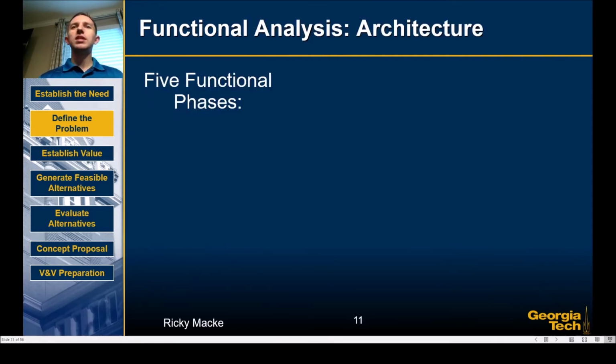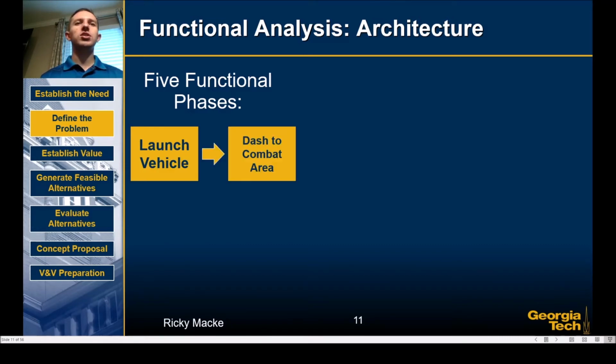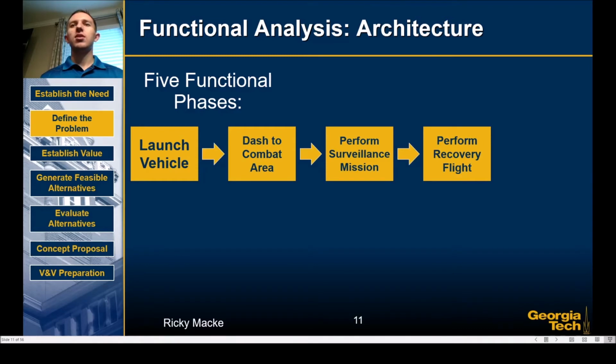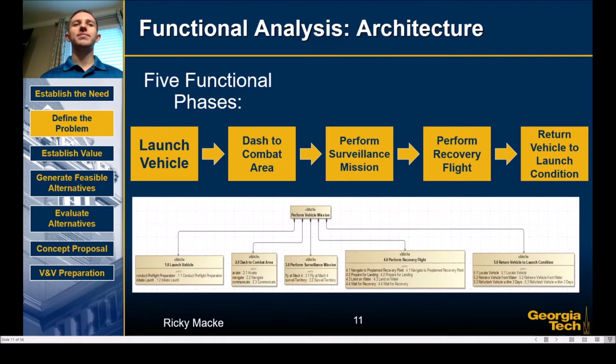So the functional decomposition of the system is decomposed into 5 main functional phases. First, the vehicle is launched, then it flies to the combat area, performs its surveillance missions, performs the recovery flight, and egresses from the combat area, and finally it's returned to a launchable condition. So here you can see on the bottom, its main function at the top decomposed into those 5 main functional phases.